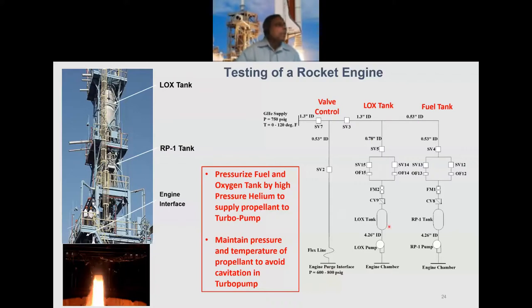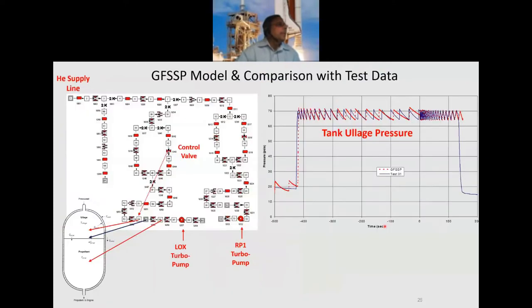So you basically develop a model of the entire pressurization system. Most of it is helium, but in these nodes we are really representing the tank. Node 54 represents the ullage, which is the vapor space. That's where helium is pushing the propellant, and this node represents the propellant. So while it is running, this volume is expanding and this volume is reducing.